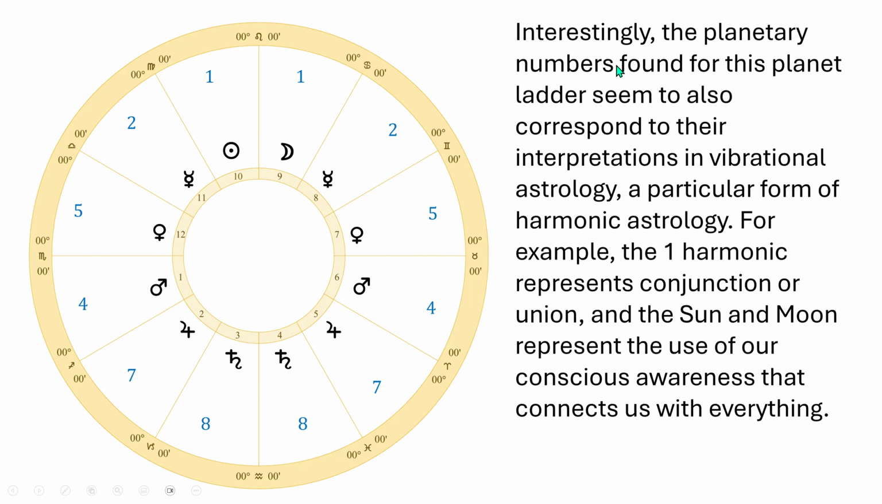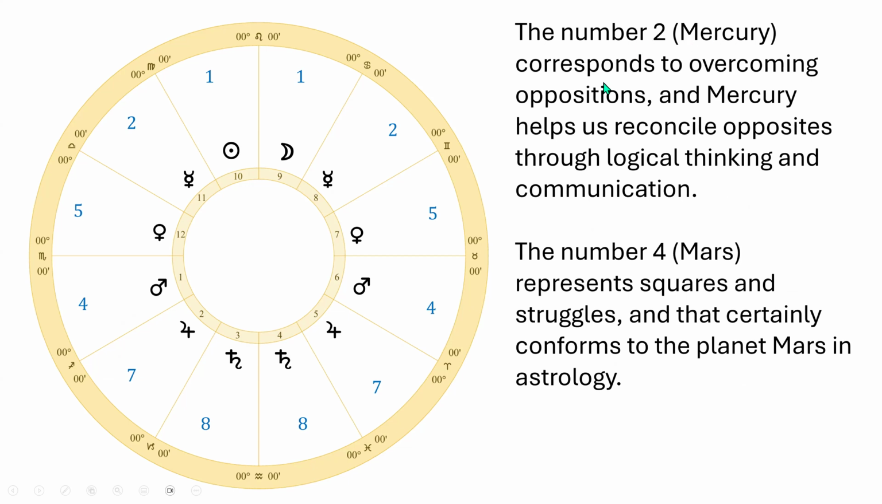Now, interestingly, the planetary numbers found for this planet ladder seem to also correspond to their interpretations in vibrational astrology, which is a particular form of harmonic astrology. For example, the one harmonic represents conjunction or union, and the sun and moon represent the use of our conscious awareness that connects us with everything in the universe. The number 2, Mercury, corresponds to overcoming oppositions, and Mercury helps us reconcile opposites through logical thinking and communication. The number 4 represents squares and struggles, and that certainly conforms to the planet Mars in astrology.